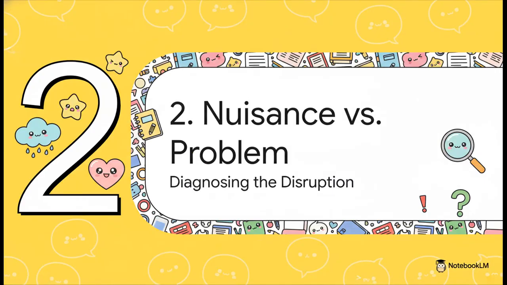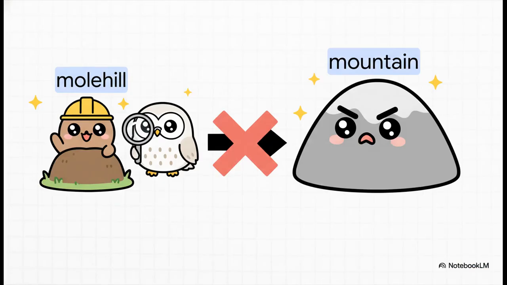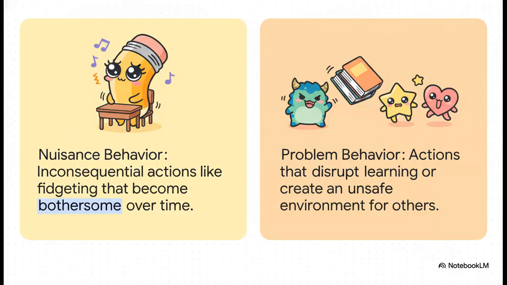All right, so if we're all on board that we do need to intervene, the very first step is figuring out what we're looking at. See, not all behaviors are created equal, and our response shouldn't be a one-size-fits-all thing either. We've all heard this saying, and honestly, it's the golden rule here. Overreacting to something small can turn a tiny disruption into a major classroom meltdown. So the first skill we have to master is diagnosis. Are we dealing with a little molehill, or is this a full-blown mountain? This chart really lays out the difference pretty clearly.